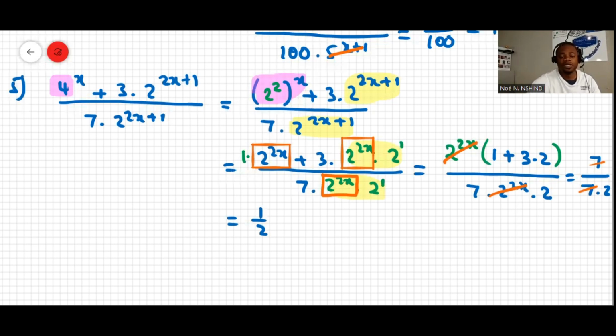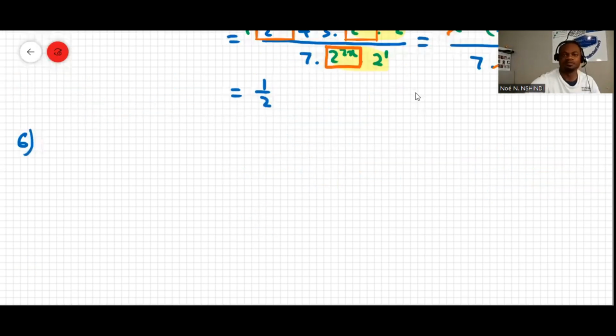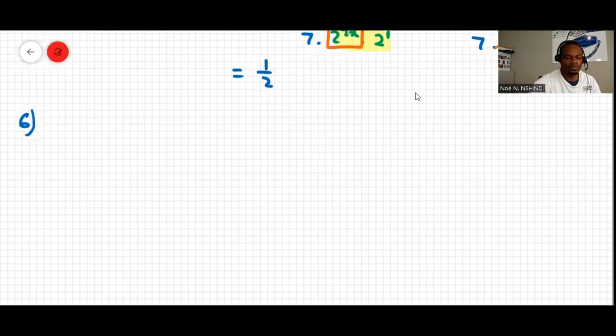The same way, I would like you to do question, maybe let's do question 6. Okay, question 6. We have 3 to the power of x, to the power of 2, like that, minus 9 to the power of x minus 1, all over 9 to the power of x minus 1.